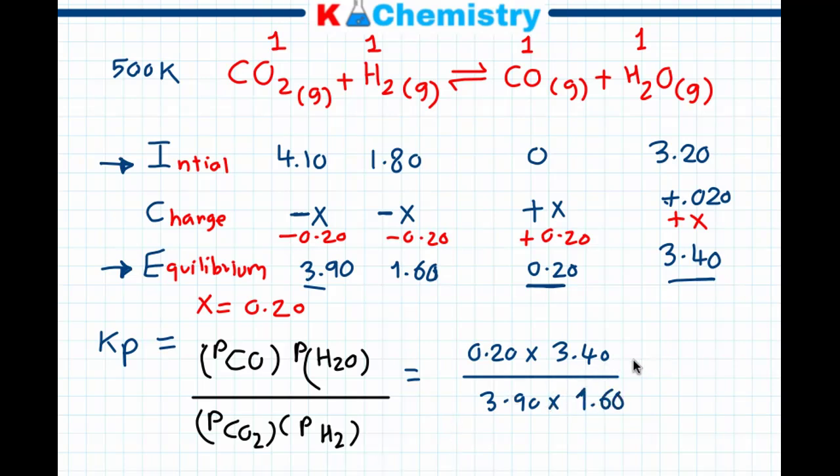And then the rest will be with the calculator to find the partial pressure, or sorry, the Kp, which is 0.11 at 500 Kelvin, and as we said, has no unit.